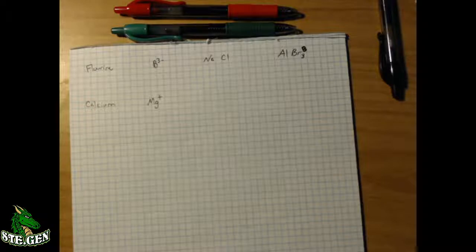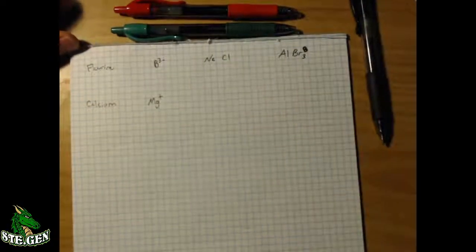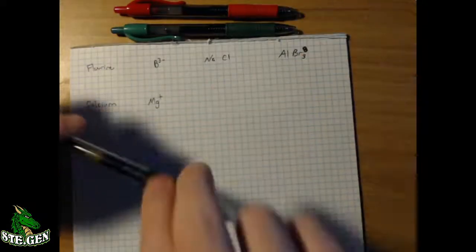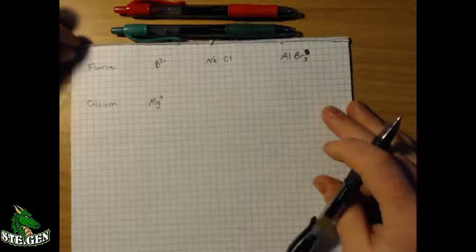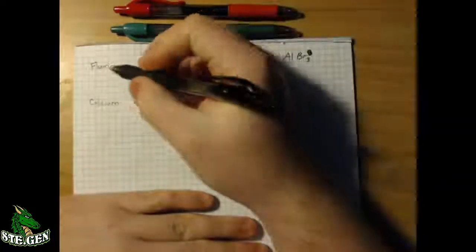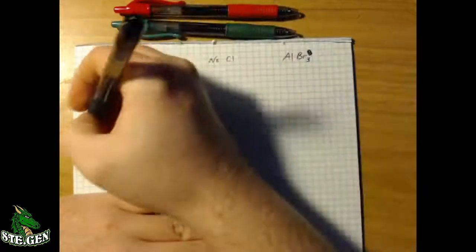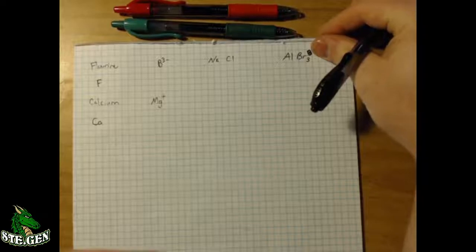Okay, so the first ones that we're going to do are fluorine and calcium. So all you have to do for ones that don't have charges associated with them is you need to write the element's symbol. So for fluorine, I've got an F, and then for calcium, I've got a Ca.